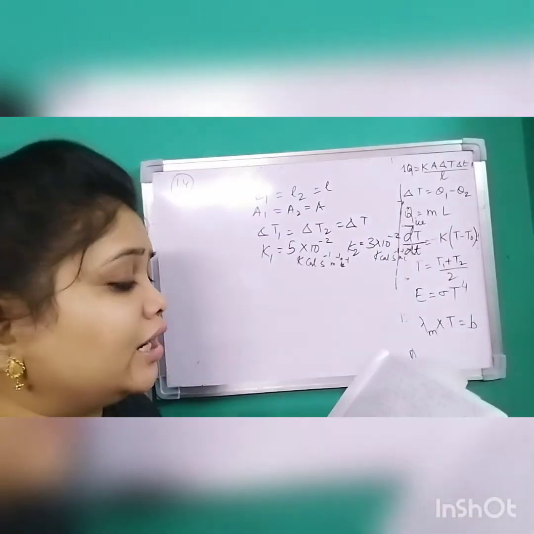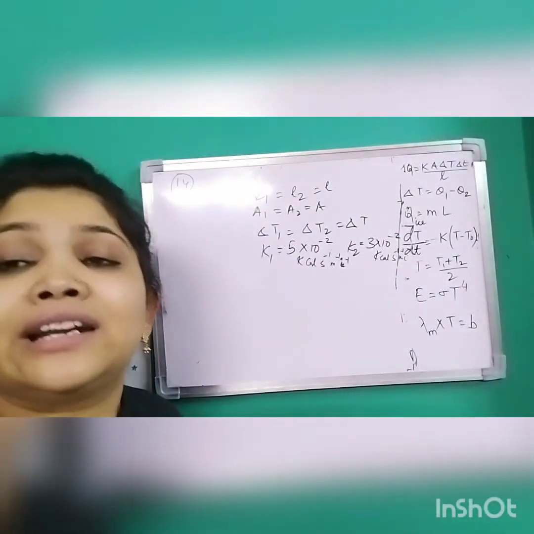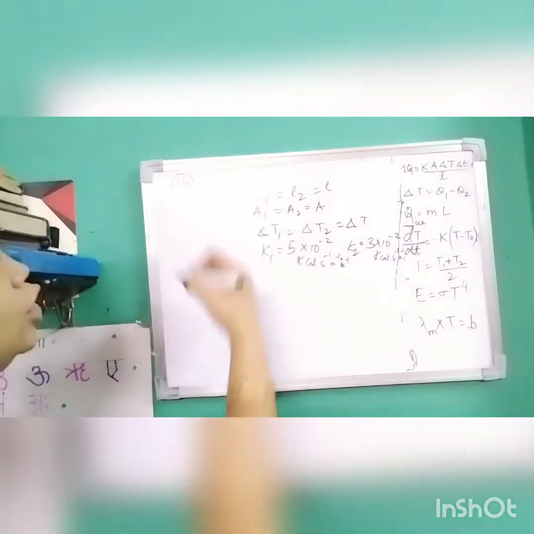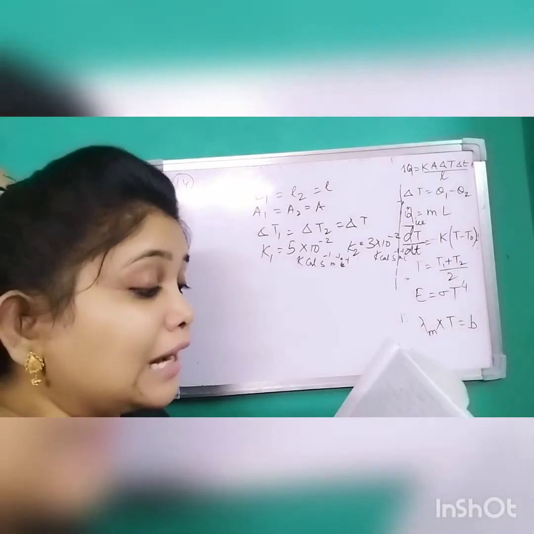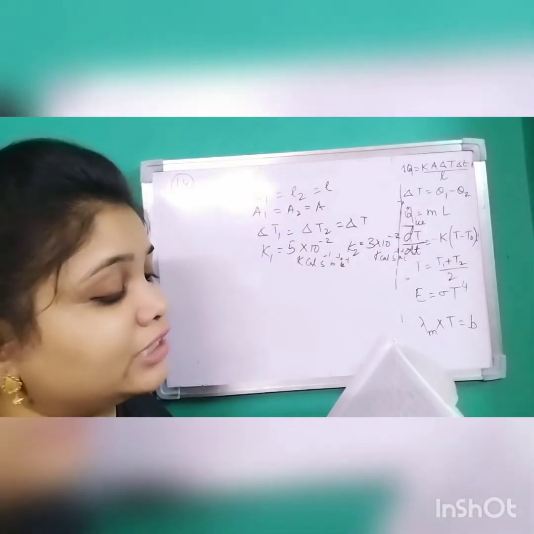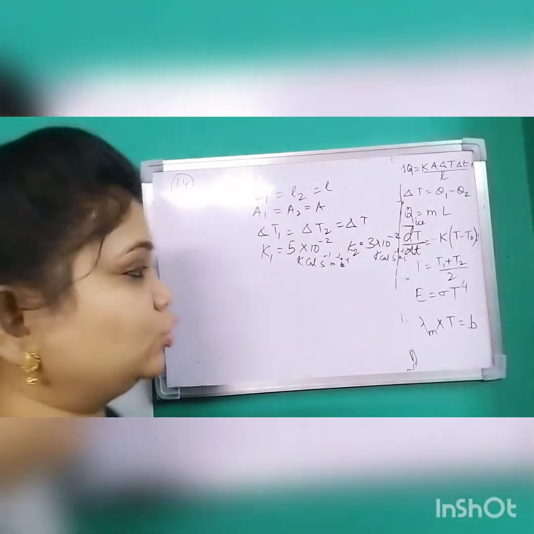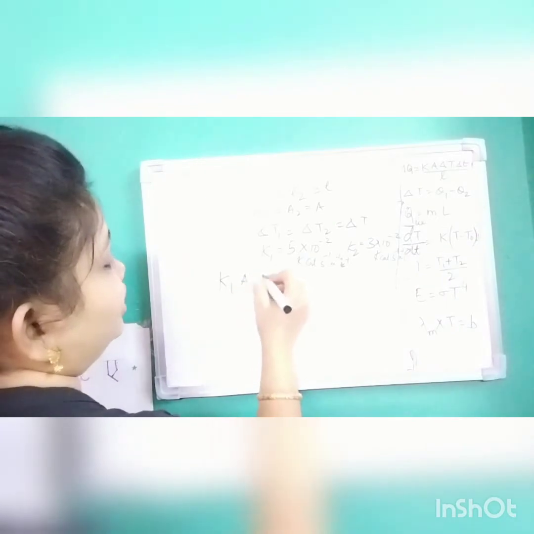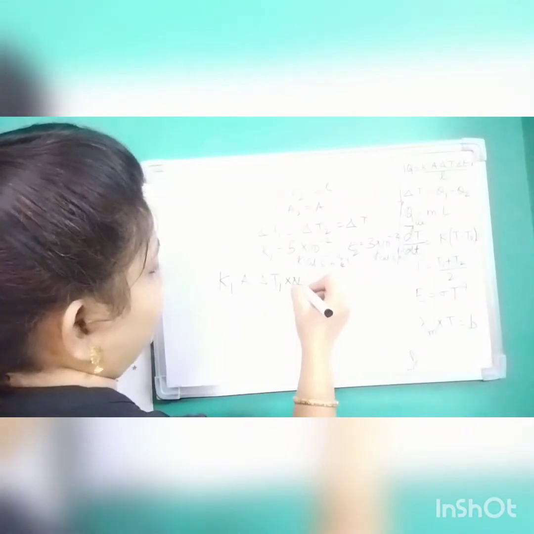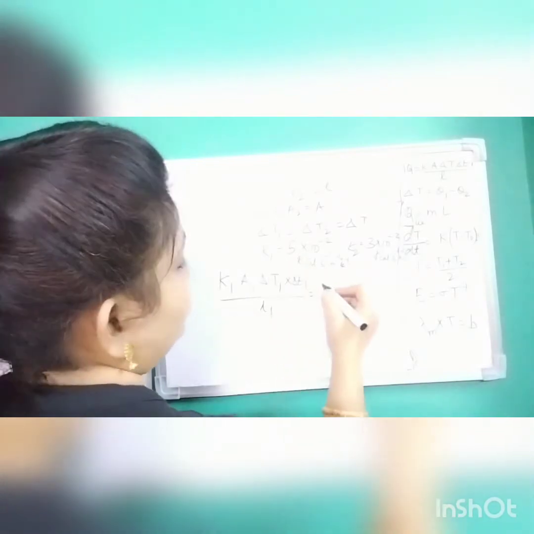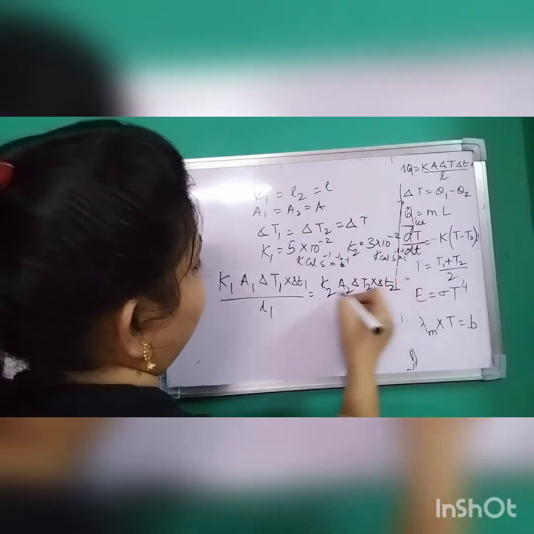They have asked to calculate the ratio of the timings taken by the water in the vessel to convert into steam. That means they have asked for t1 and t2. We can see that delta Q is the same in both cases. So we can write K1 A1 delta T into t1 by L1 is equal to K2 A2 delta T into t2 by L2.